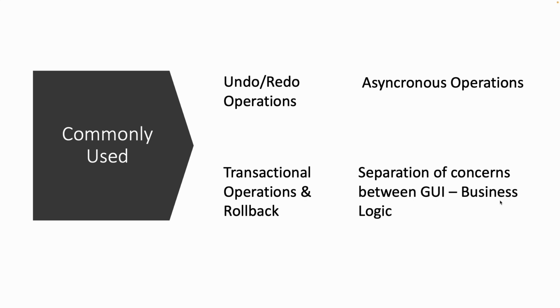When are we going to use the command pattern? We can use it on undo and redo operations. We can use it in transactional and rollback operations. We can use it in separation of concerns between a GUI and business logic, and also in asynchronous operations. Basically, when we need to do several actions, one after another, and we create a record of all of these actions or transactions, after that we have a history of these operations.